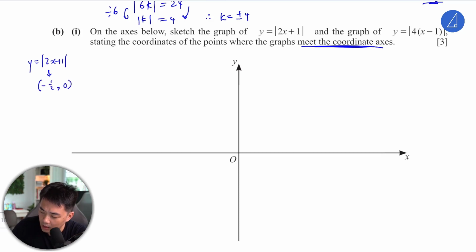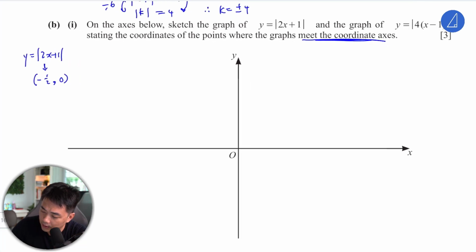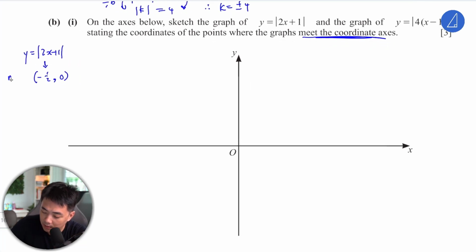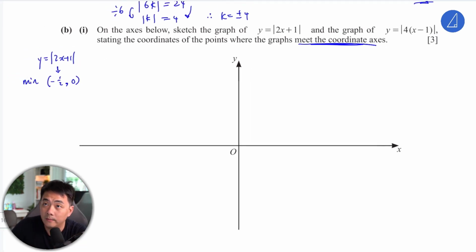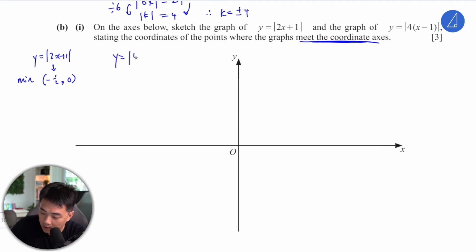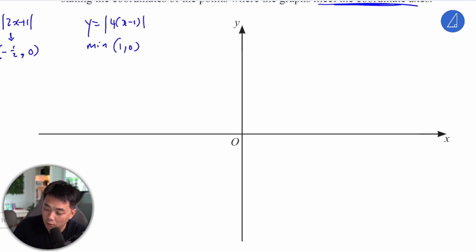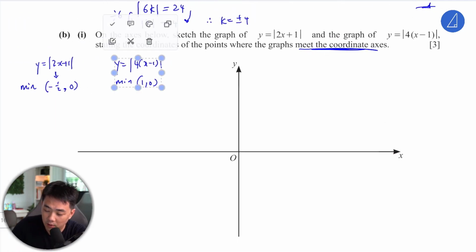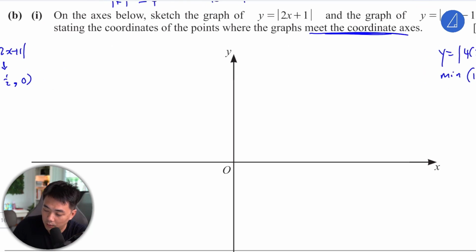Whereas for y equals 4x minus 1, the minimum point will be 1, 0. But this is steeper, right? The 4 would suggest it's steeper. So I think I will draw to scale because it will help me, right? How do we draw it properly?